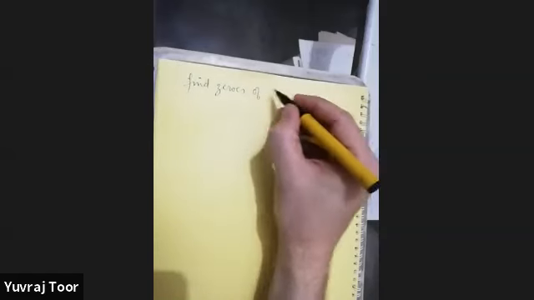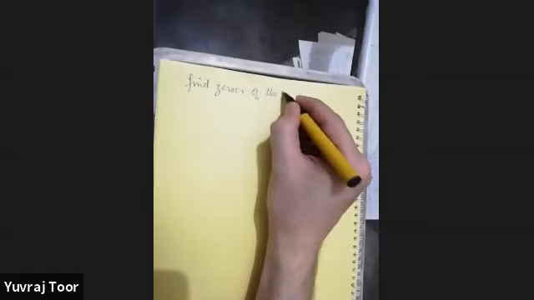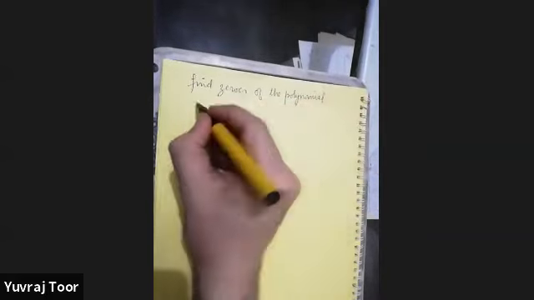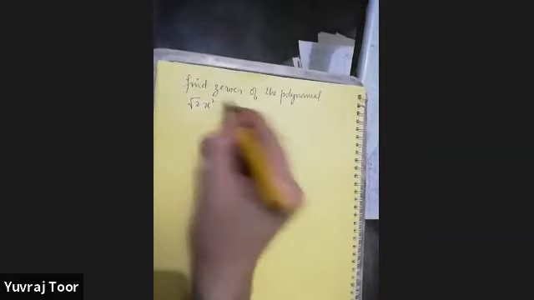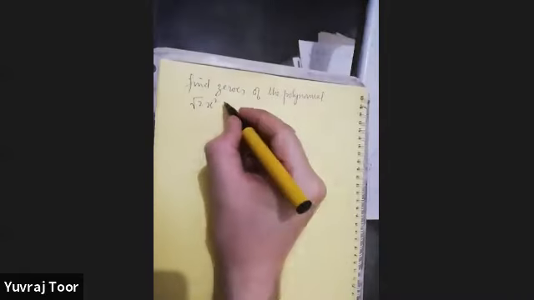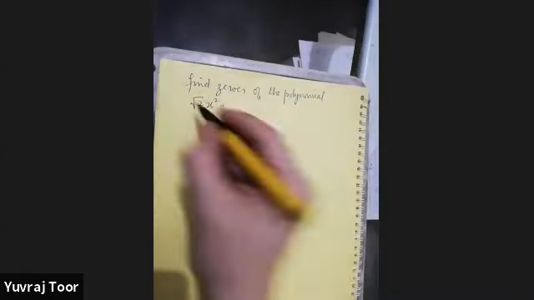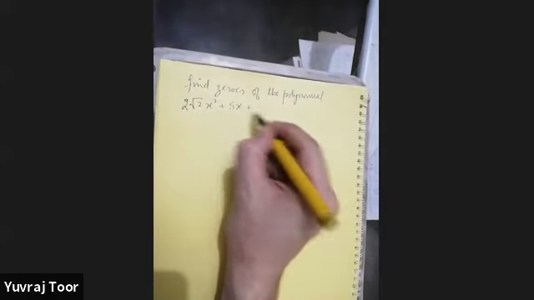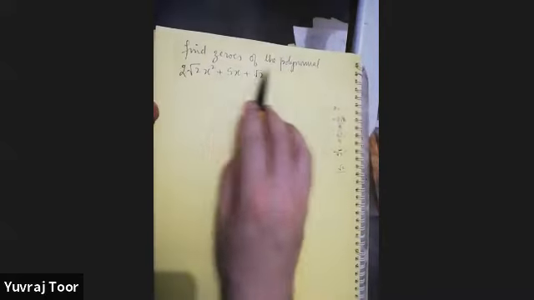Zeros of the polynomial root 2x square... It's 2 root 2x square 5x plus root 2. So we have to find the zero of the polynomial.